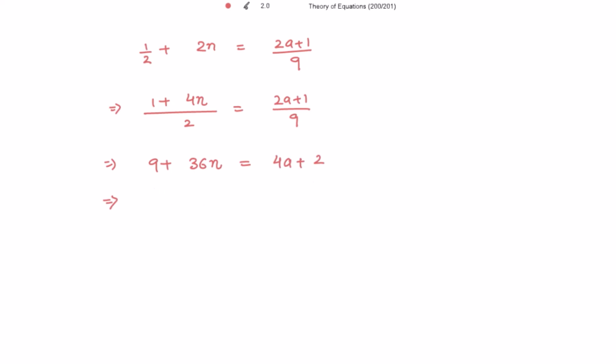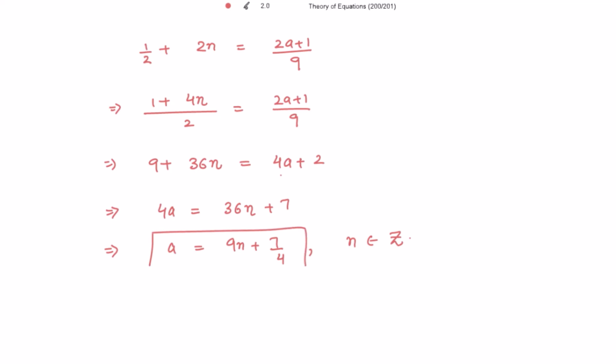Just take this 2 to the other side. 4a equal to 36n plus 7. So that is a equal to 9n plus 7 divided by 4, where n belongs to the set of integers. So for this value of a, we are getting x equal to 9. So for a equal to 9n plus 7 divided by 4, x is equal to 9. Alright, thank you.